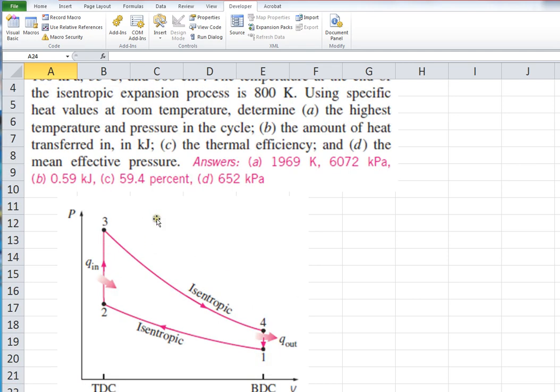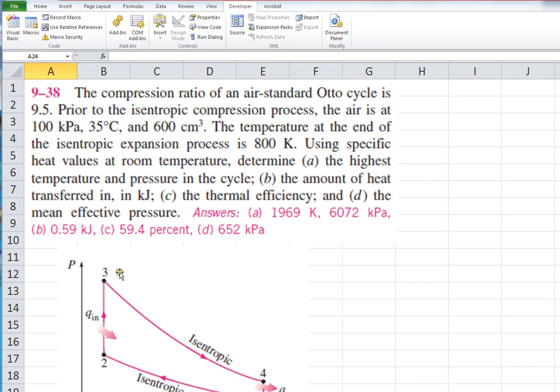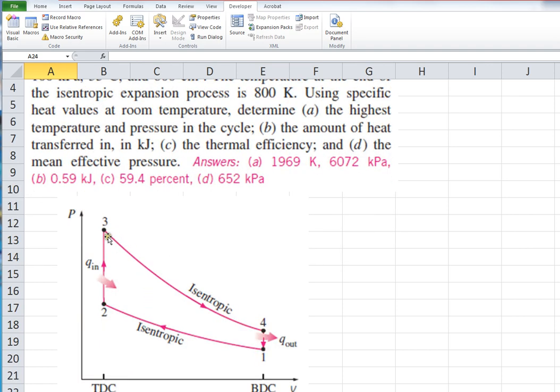Okay, so the maximum temperature and pressure, it sounds like we need to find state 3, because clearly that's the maximum pressure. And it also turns out that's after the heat addition. That's also where the highest temperature occurs. I don't have the TS diagram here to go with it, but we could see that the highest temperature is also at state 3.